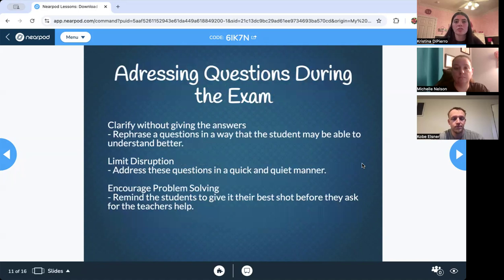And addressing questions during the exam. We want to clarify without giving the answers. That would look like rephrasing a question in a way that the students may be able to understand it better. We also want to limit disruption, so we can address these questions in a quick and quiet manner and encourage problem solving. This will be reminding the students to give it their best shot before they ask for the teacher's help. That could look like asking anyone around them first, their peers, before asking the teacher.